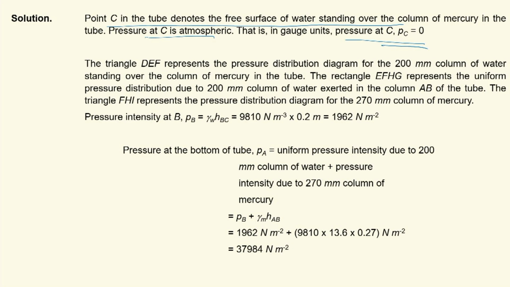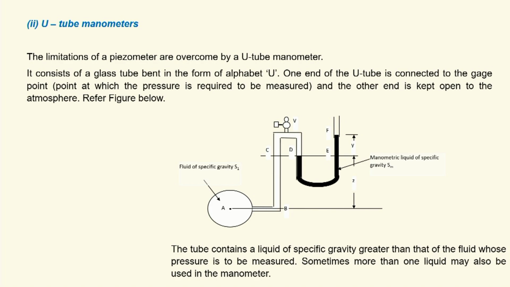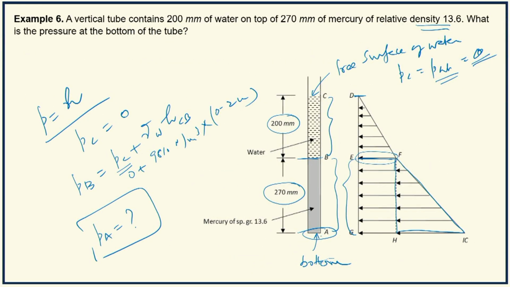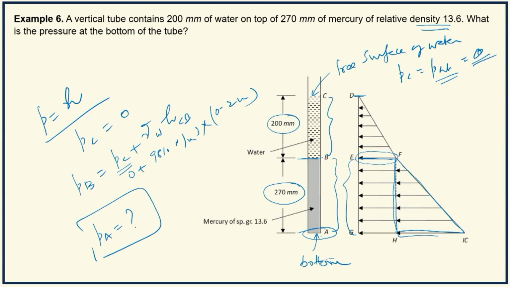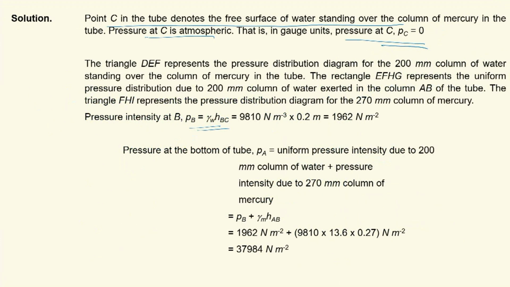The triangle FHI, this triangle, represents the pressure distribution diagram for the 270 millimeter column of mercury. So, pressure intensity at B is this much, 9810 Newton per meter cube into 0.2, okay. So, you get 1962 Newton per meter square.